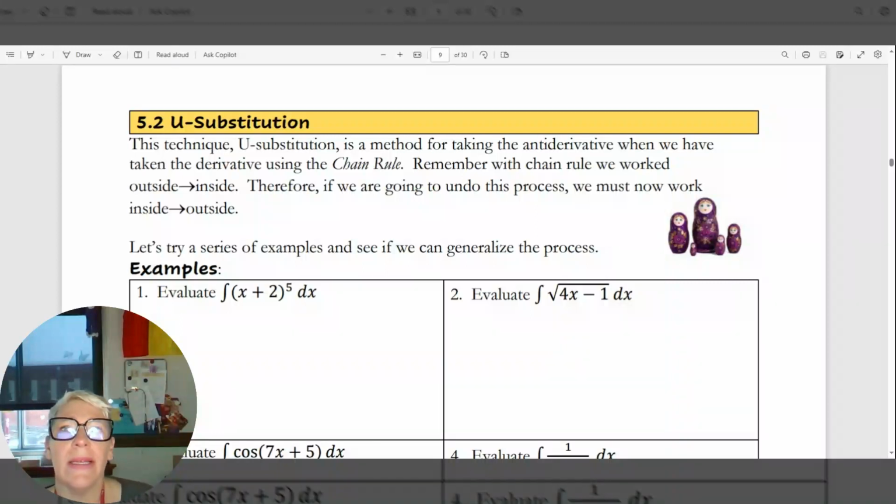Okay, we're going to learn today a technique called U-Substitution. And if you'll look at your book here, it says that this technique is a method for taking the antiderivative when we have taken the derivative using the chain rule.